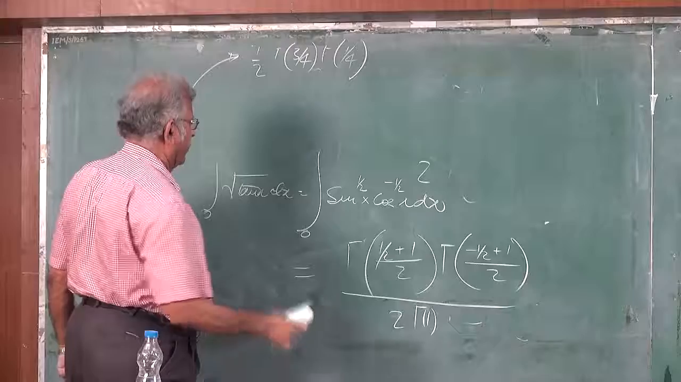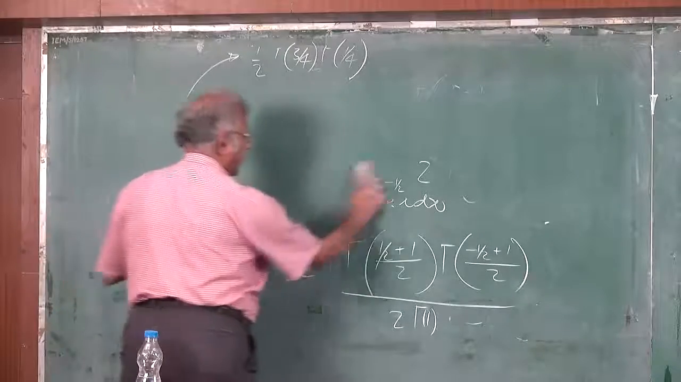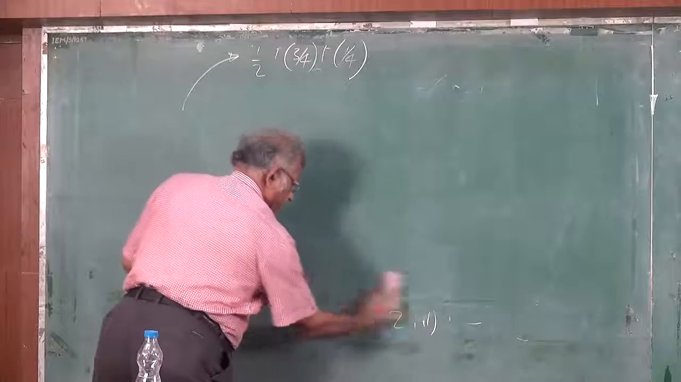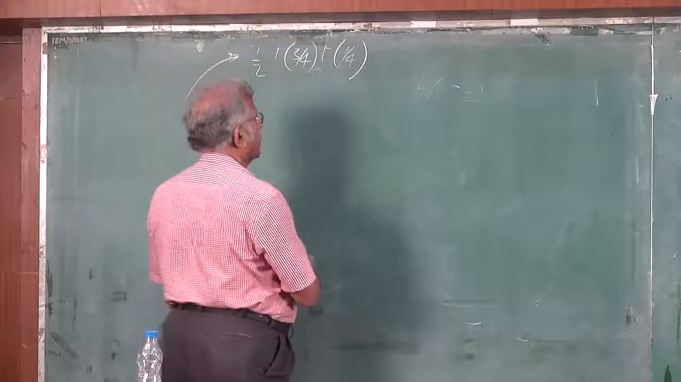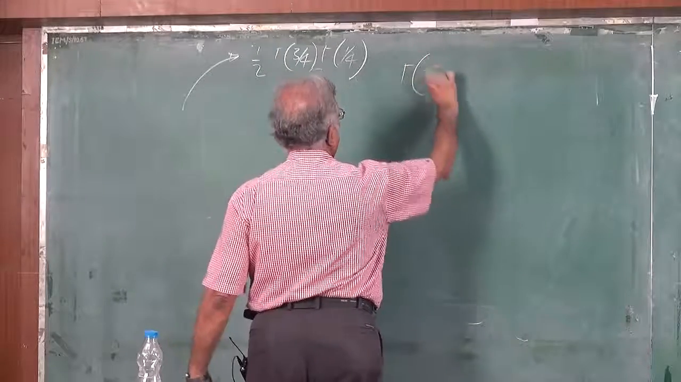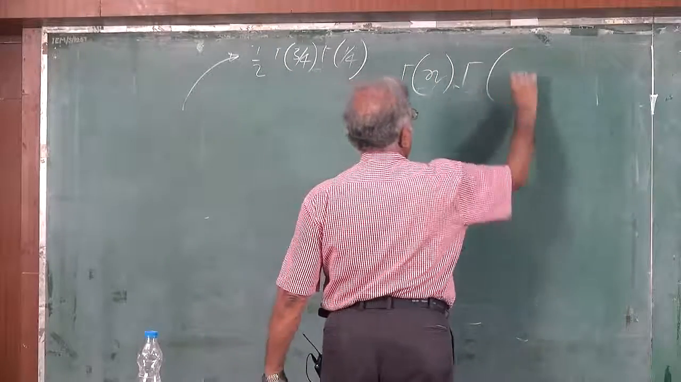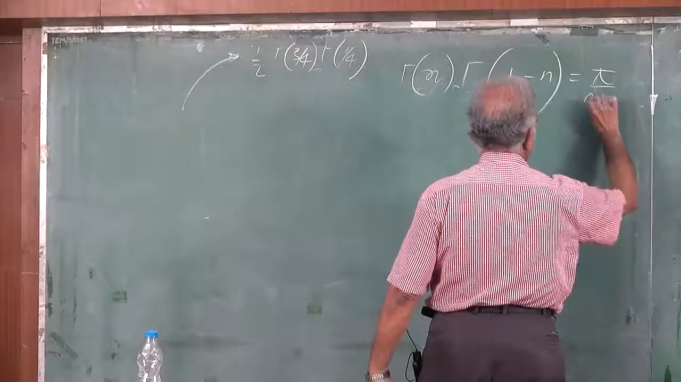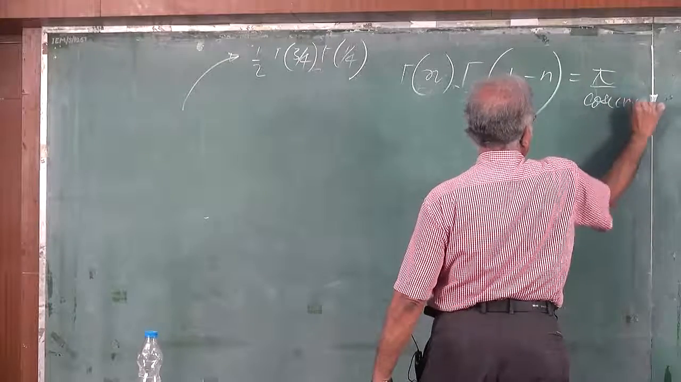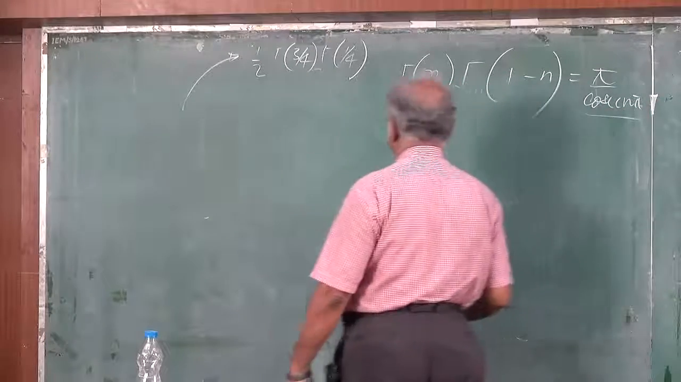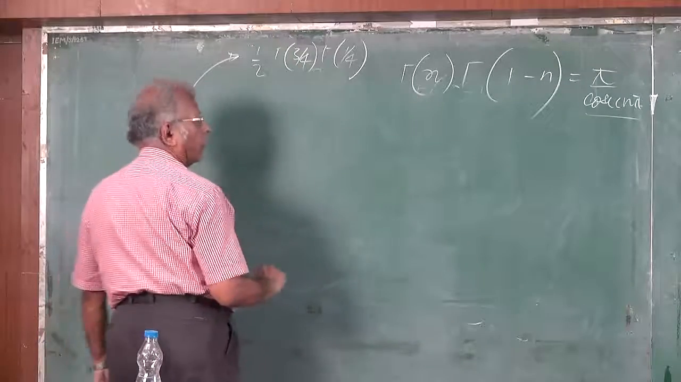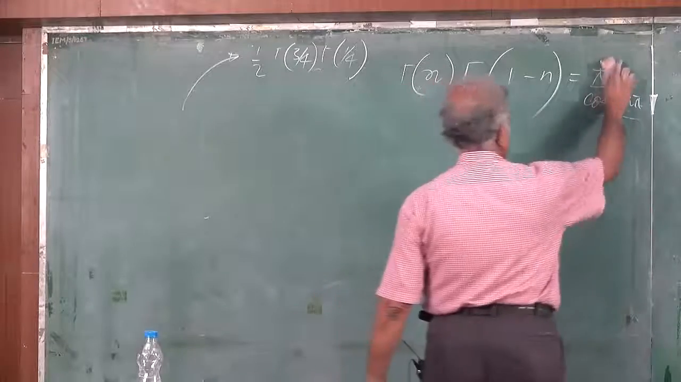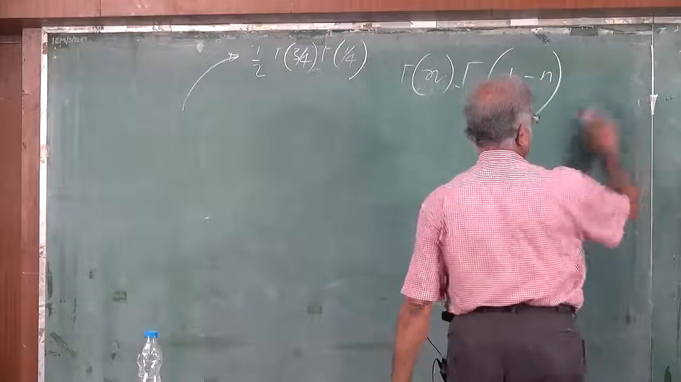Let's see if we can simplify by means of the duplication formula, which states that gamma n into gamma 1 minus n is pi cosec n pi. Pi over sine n pi, that is pi cosec n pi.